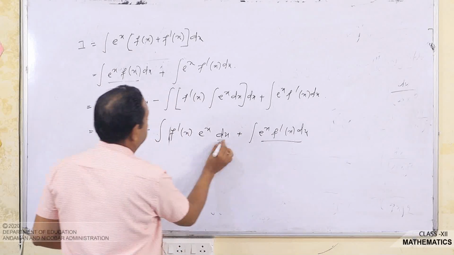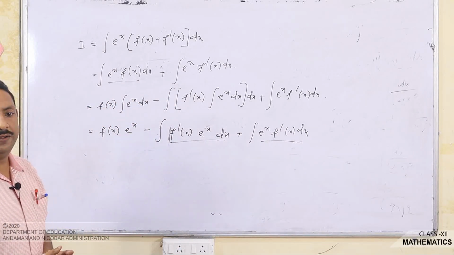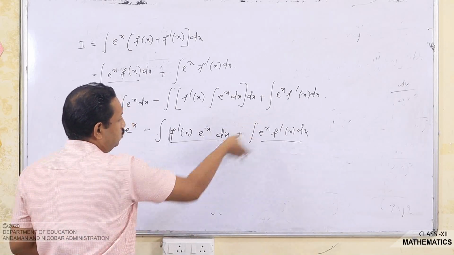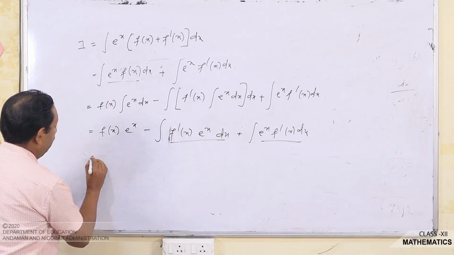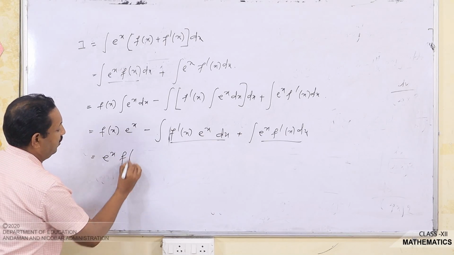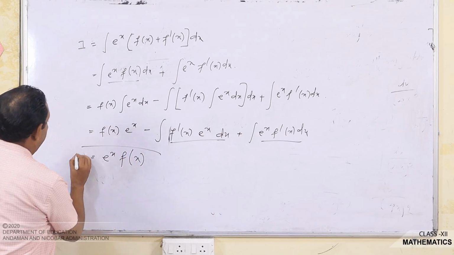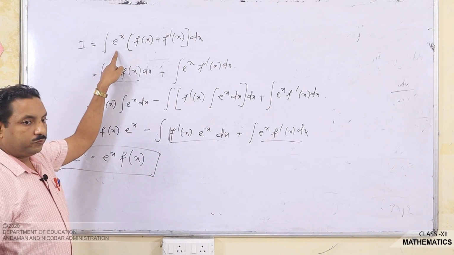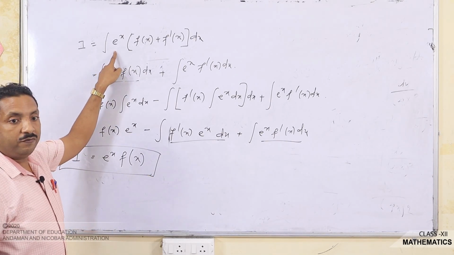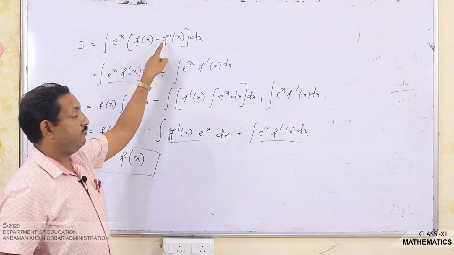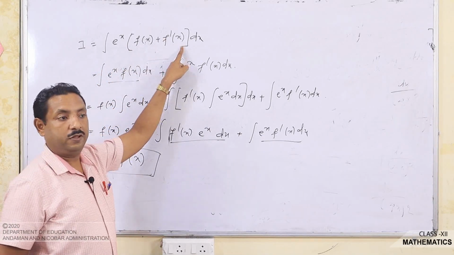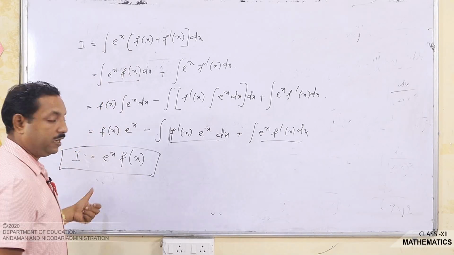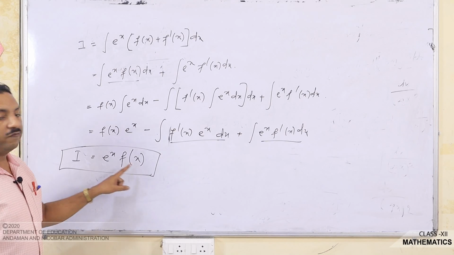Now see, this term and this term are the same quantity with two separate signs, that is plus and minus. That means these two terms can be cancelled out. So what you have? e power x f of x. So your I is equal to this one. That means if you have f x and f dash x together multiplied by e power x, then the result can directly be written as e power x f of x.